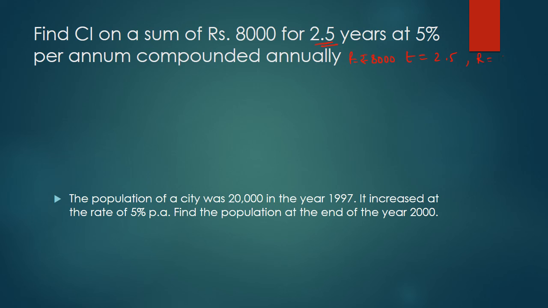Rate of interest is 5% and compounded annually. So you have to apply the formula for amount, P into (1 plus R upon 100) raised to power T. But you have to distribute this time into 2 years and half year. Here P is 8,000 into (1 plus 5 upon 100) raised to power T, which is 2 years first. So 8,000, 5 2s are 10, 20 plus 1, 21.